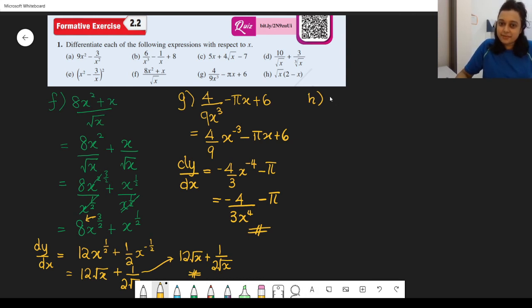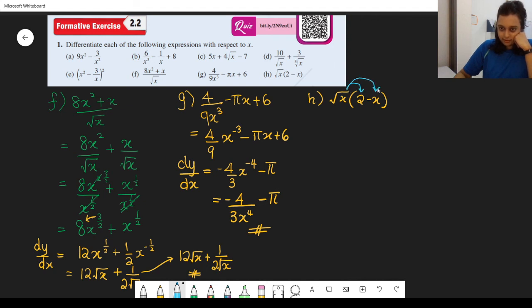Okay, for h, square root of x, 2 minus x. If it was you, what would you do here? Just write down what you will do. Will you expand, or would you do product rule or chain rule, or what is it that you'll do? In this case, the easiest thing that we can do is times in.